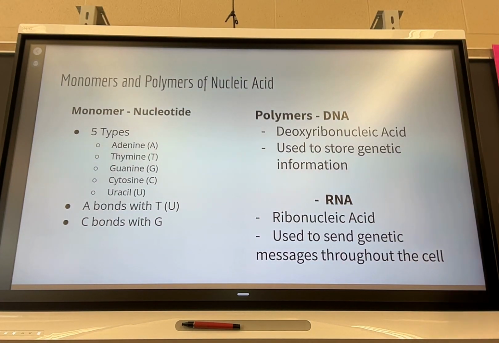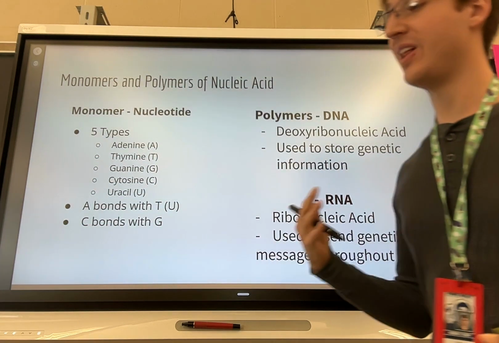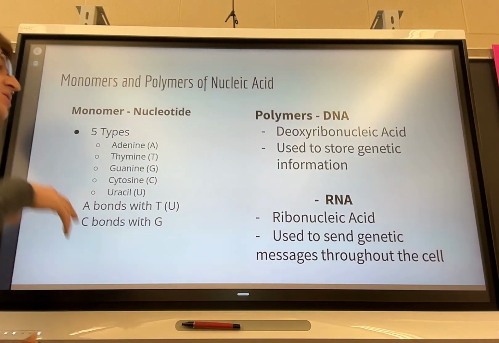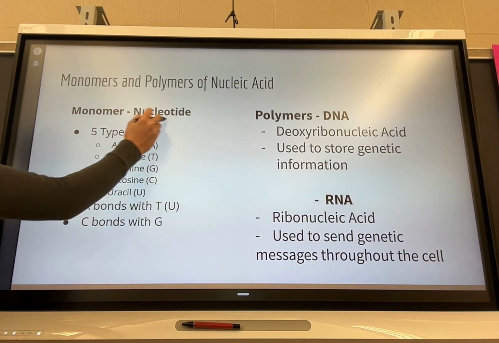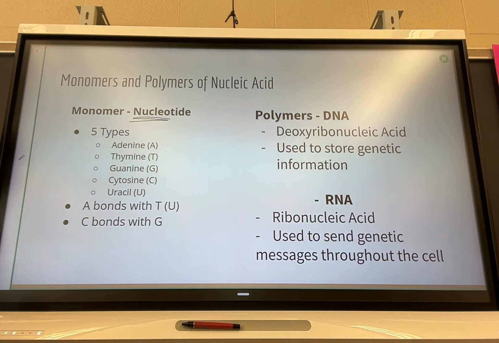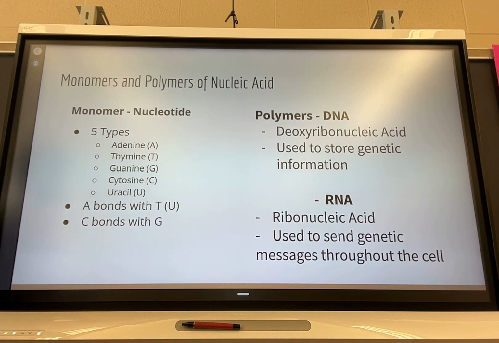The nitrogenous bases are going to be really important in identifying what monomers of nucleic acid we have. So the monomers are all called nucleotides. So I like to think of nucleotide, nucleic acid. We have 5 types. We have adenine, or A, thymine, or T, guanine, or G, and cytosine, or C. The last one, uracil, U, we only find in RNA.